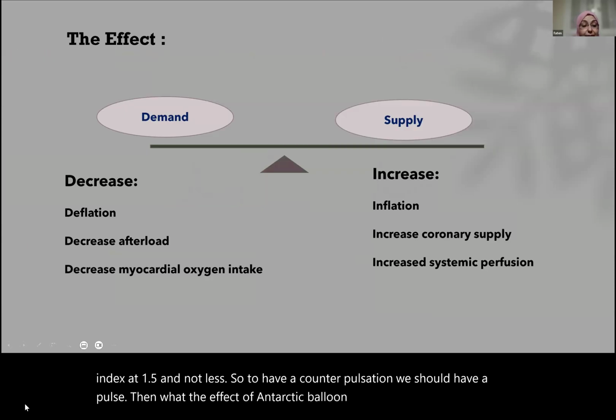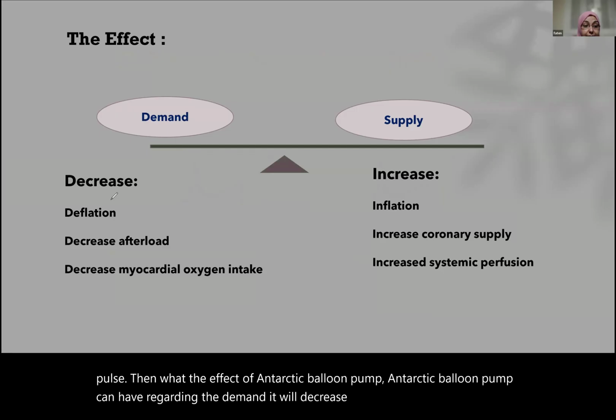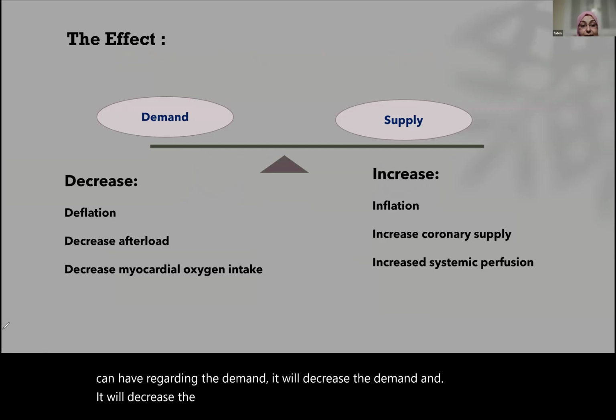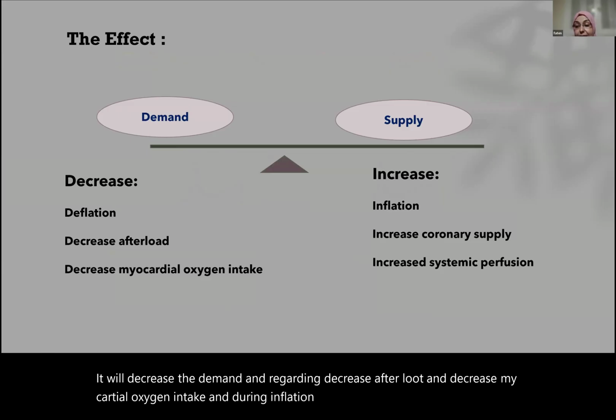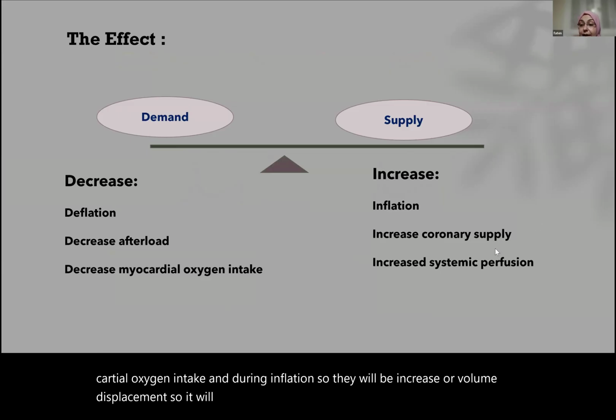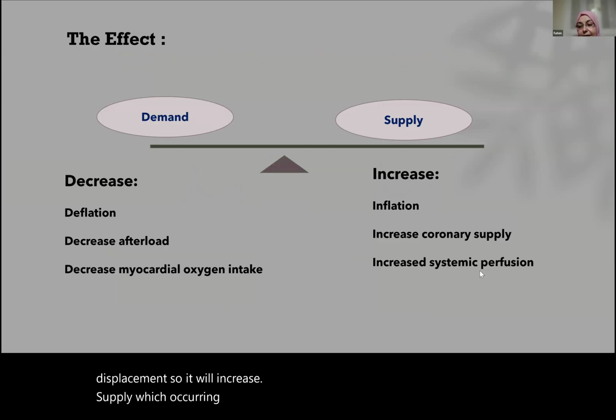Then what is the effect of the intra-aortic balloon pump? Regarding demand, it will decrease the demand by decreasing the afterload and decreasing myocardial oxygen consumption. And during inflation, there will be volume displacement, so it will increase coronary supply, which occurs during diastole, and increase systemic perfusion.